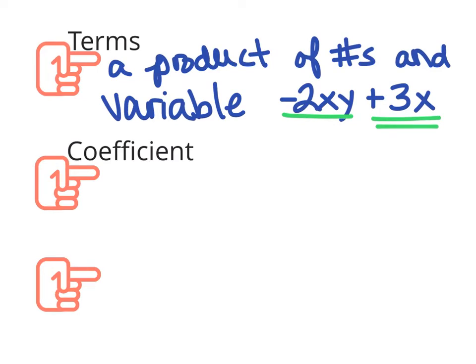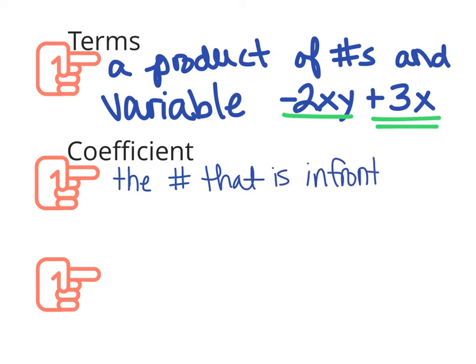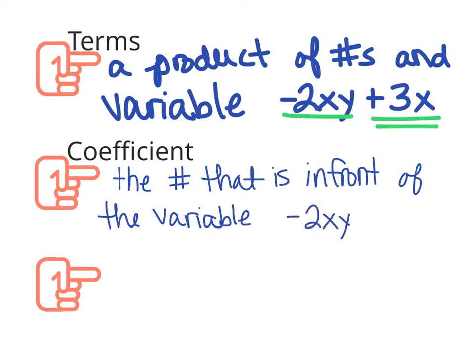Next is coefficient. Coefficient is what we call the number that is in front of the variable. So it's the number that's being multiplied by the letters. So in the example above, from negative 2xy, the negative 2 is the coefficient in that particular example. If I was looking at the 3x, the positive 3 is the coefficient because that's the number in front of that variable.